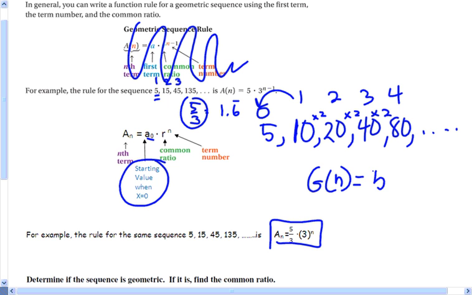So I'm going to put that there for my a of 0. And my common ratio here is what I'm multiplying by, which is 2, and then to the nth power. And that makes a nice rule for this type of situation.